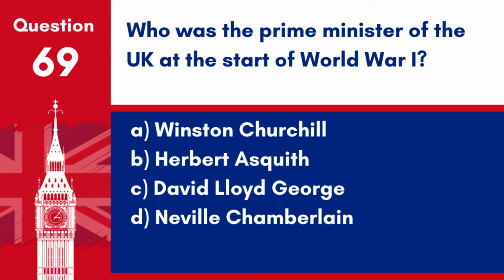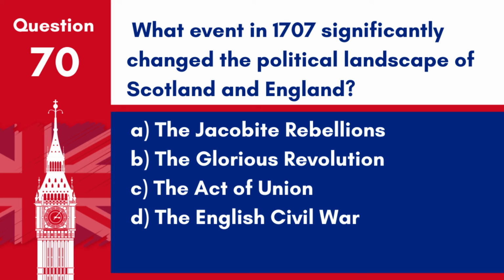Question 69. Who was the Prime Minister of the UK at the start of World War I? A. Winston Churchill. B. Herbert Asquith. C. David Lloyd George. D. Neville Chamberlain. Answer: B. Herbert Asquith. Herbert Asquith was the Prime Minister of the UK at the outbreak of World War I in 1914.